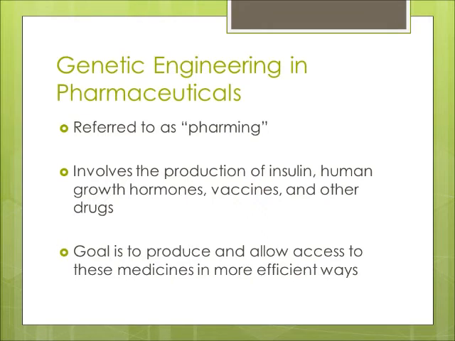Genetic engineering in pharmaceuticals, commonly referred to as farming, involves the use of genetically modified organisms to produce pharmaceutical products and mainly includes the mass production of insulin, human growth hormones, vaccines, and many other drugs. The process of developing and generating a profitable farmed product can take years, and the process is considered experimental.